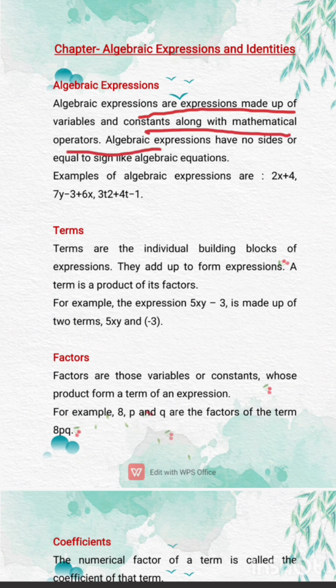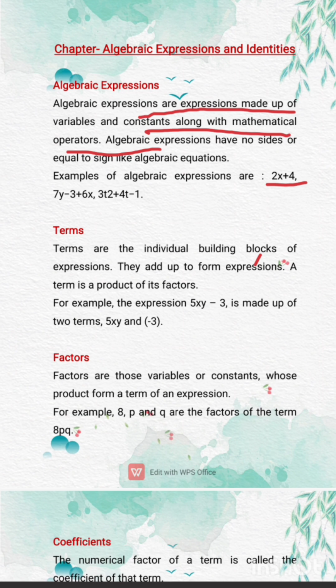An algebraic expression also has no equal to sign. That means only an expression like 2x plus 4, there is no equal to sign, so it would be called an algebraic expression. Also it is containing the variable, that is x, and 2 and 4 are the constants. So basically we can say it is the combination of constants and variables and certain mathematical operations where there is no equal to sign.